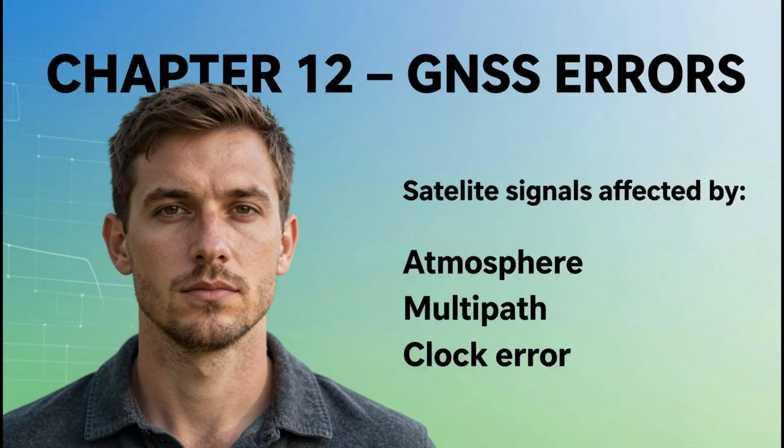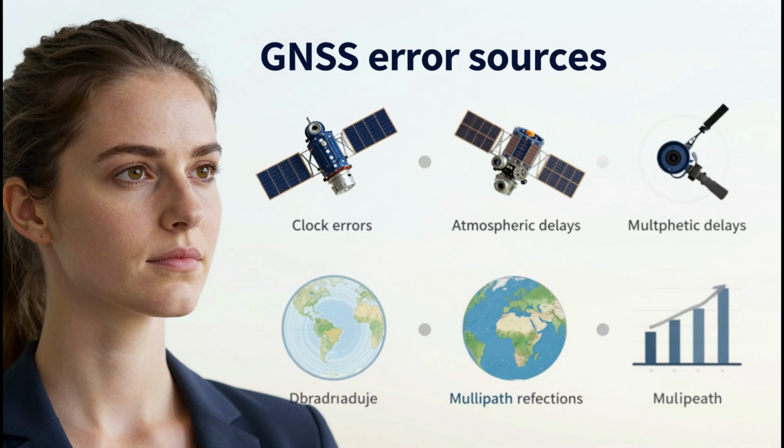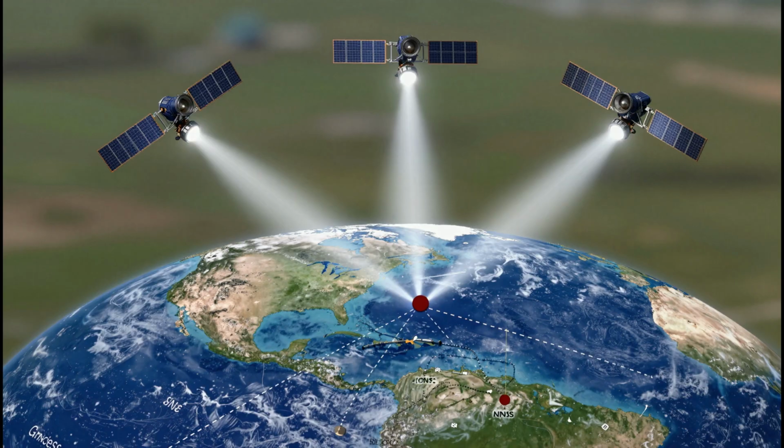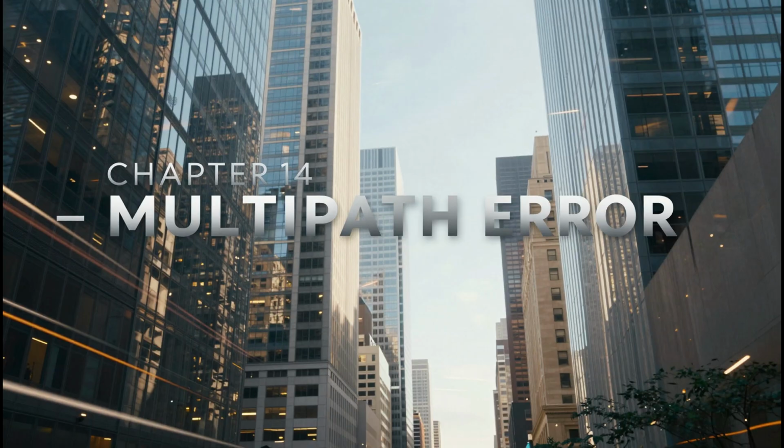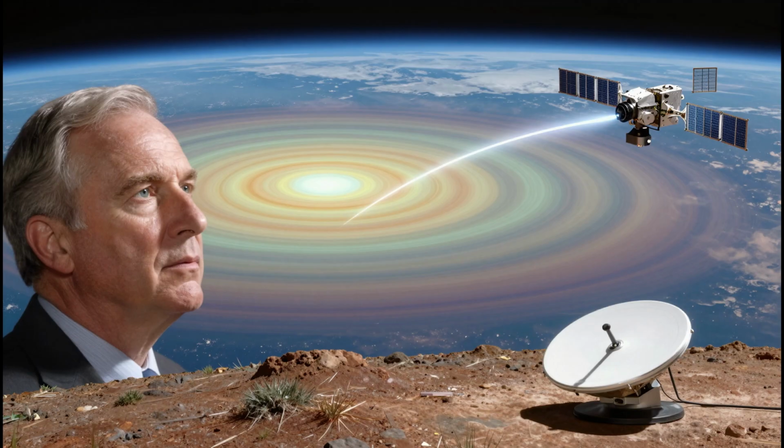Chapter 12. Sources of GNSS error. GNSS measurements are affected by various errors. Understanding these errors is critical. Major sources include satellite clock errors, orbital errors, atmospheric delays, multipath effects, receiver noise, satellite geometry. These factors influence positioning accuracy. Modern receivers and correction systems are designed to minimize their effects.